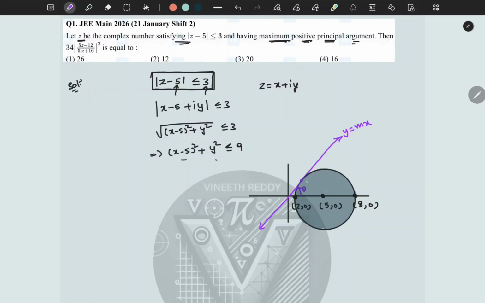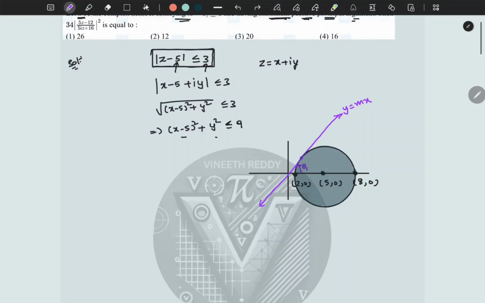Think about it. If this point lies inside the circle, tan theta will be less. Let us say this is theta 1, and somewhere here is one more point. If I join this point and the origin, we get one more angle theta 2. Definitely theta 2 is less than theta 1. So we are looking for the maximum possible value of theta, and that will be at the point of intersection of the line y equals mx and the circle, right?